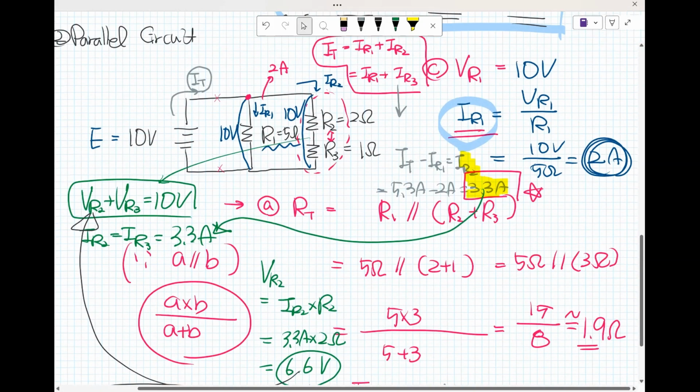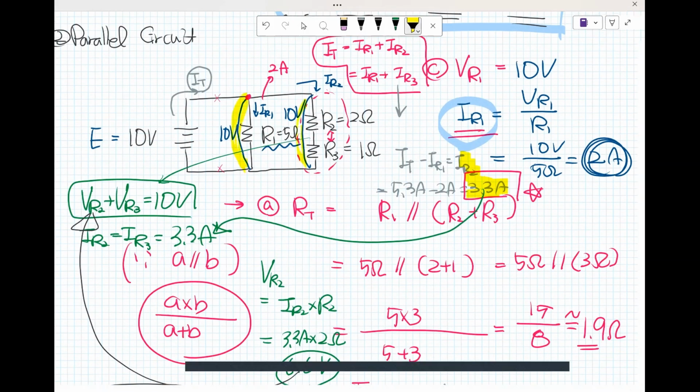Keep in mind, one more time, in the parallel circuit the voltage is the same, the 10 voltage. But in the KCL rule, I sub T is I sub R sub 1 plus I sub R sub 2, the current splits up. That is what we needed to do.